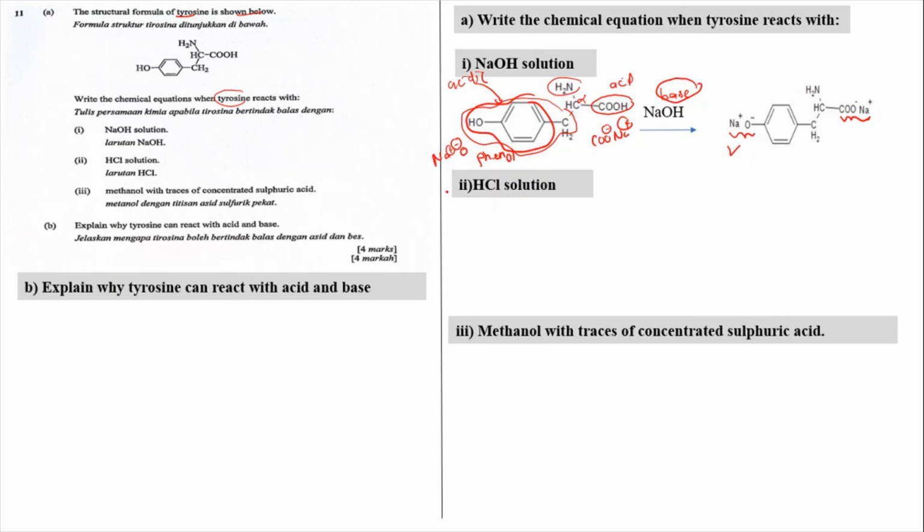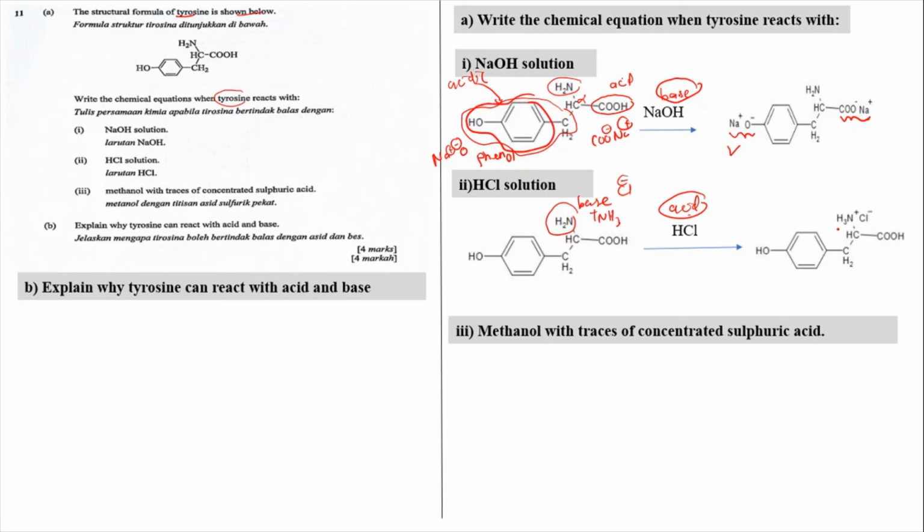And then for number 2, HCl. We have our tyrosine, and then we're going to react that with our HCl, which is an acid. The acid is going to react with the base part, which is this part here. What's going to happen is that it's going to become NH3 plus, and then the chloride ion will come closer to the positive charge. So it's going to look something like this, which is NH3 plus and Cl minus.